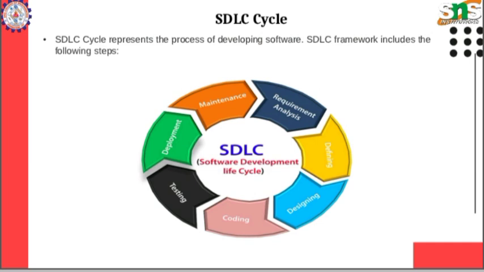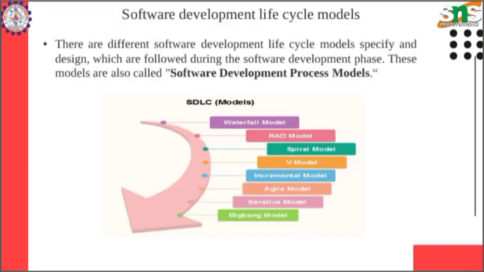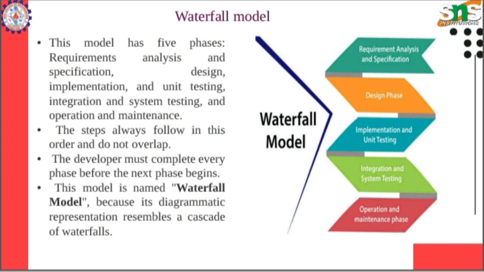The SDLC lifecycle model mainly consists of the waterfall model, RAD model, spiral model, V model, incremental model, agile model, iterative model, and big bang model. First, we are just going to see about the waterfall model. The waterfall model mainly consists of five phases. First is requirement analysis and specification, then the design phase, implementation and unit testing, then integration and system testing, and finally the operation and maintenance phase.